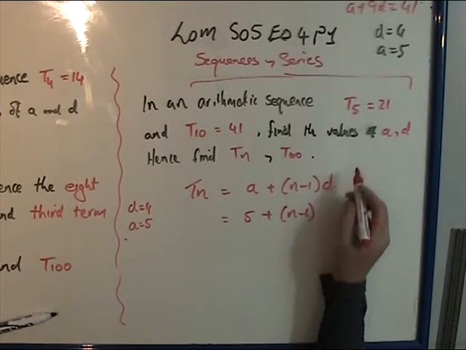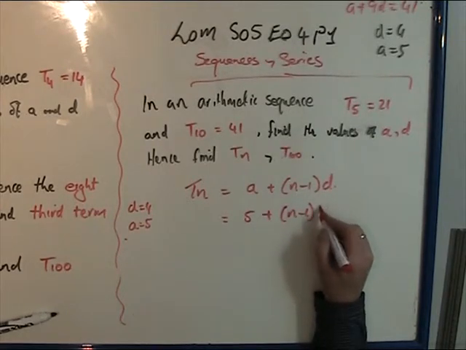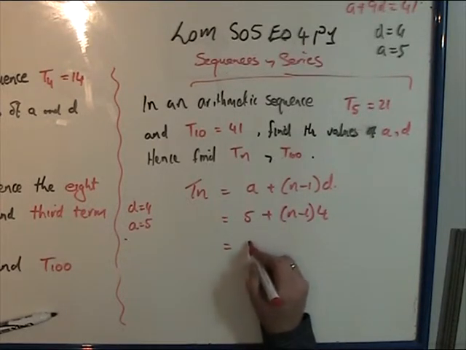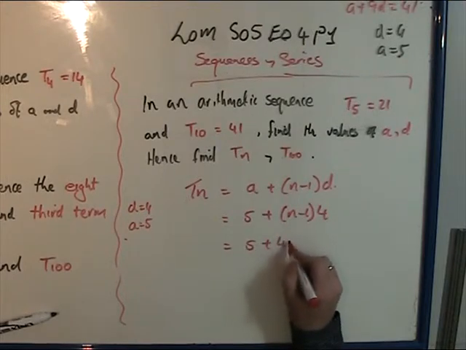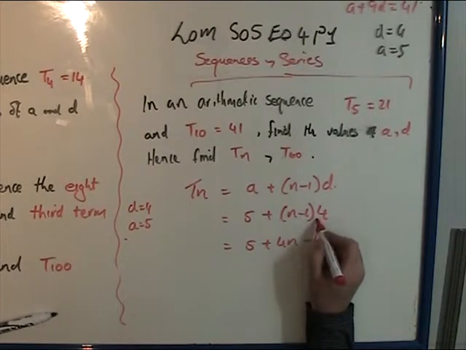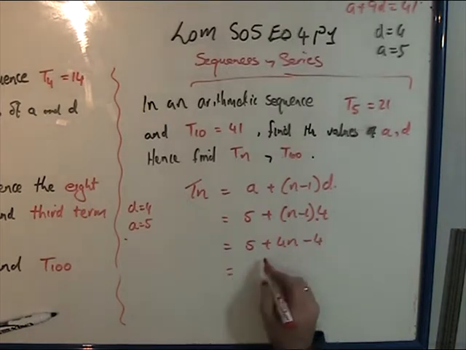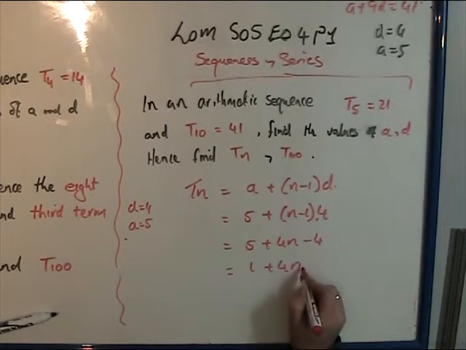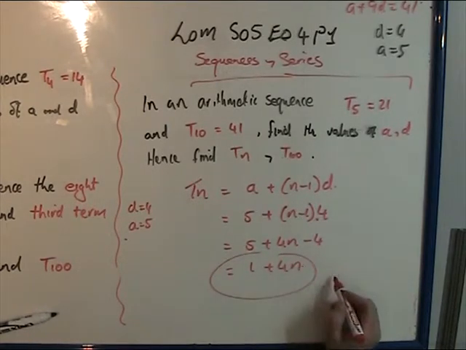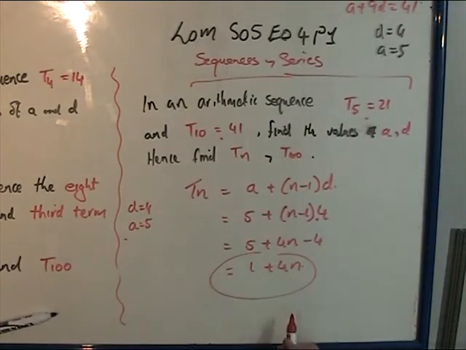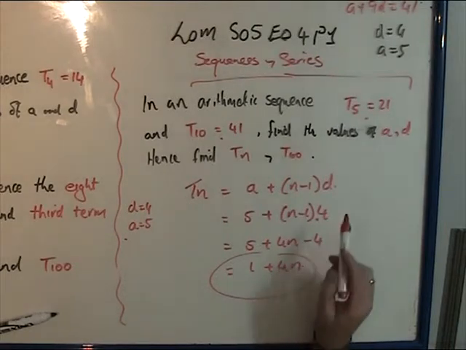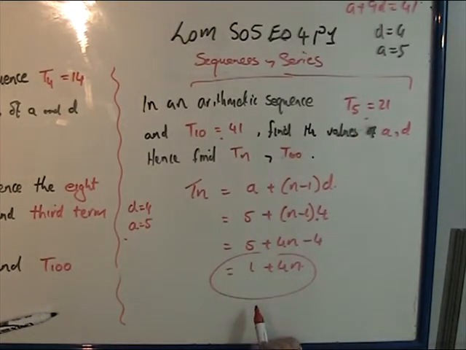So n minus 1 times D, which is 4. That's equal to 5 plus 4n minus 4. I'm multiplying everything by 4 here. So that's equal to 1 plus 4n. That's the general equation for these two terms. We've found out that this is their connection, so every term in this sequence will satisfy this equation.